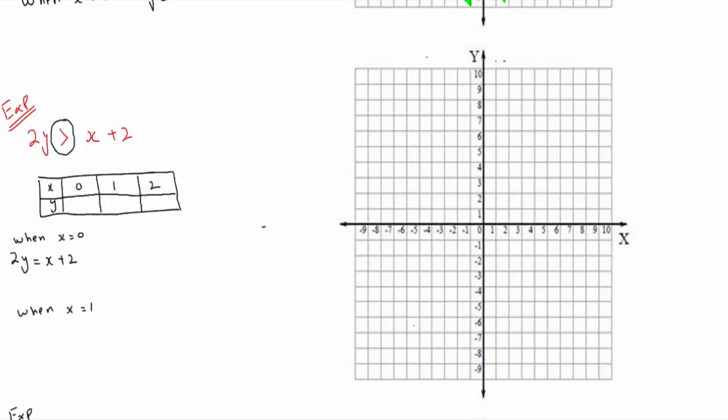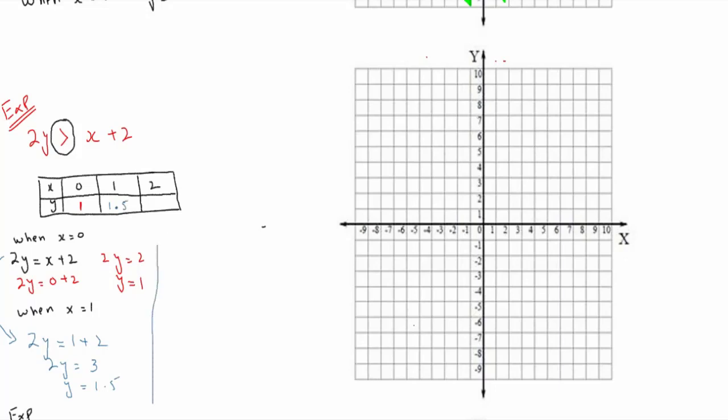Okay, so in the first part, when x equals 0, I am going to substitute this value of x right in here, and when I solve it, 2y equals 2 and y equals 1. So the first answer is 1. Now in the second, when I am substituting the value of x as 1, 2y equals 1 plus 2, 2y equals 3, y equals 1.5. So I am going to put this value 1.5 right here.